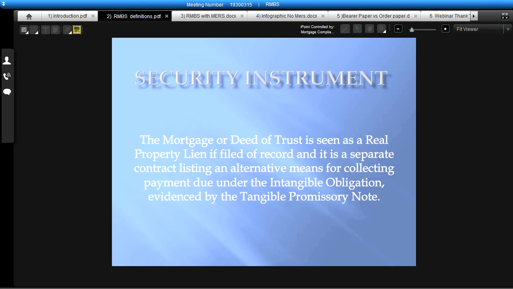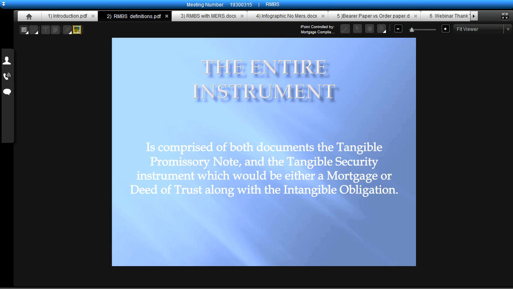If it's not filed of record giving constructive notice to the world, then we do not have a real property lien. The entire instrument. Many times you hear people talking about the entire instrument and they don't fully understand it. So, the entire instrument is comprised of both documents, the tangible promissory note and a tangible security instrument, which would be either a mortgage or a deed of trust, along with the intangible obligation.